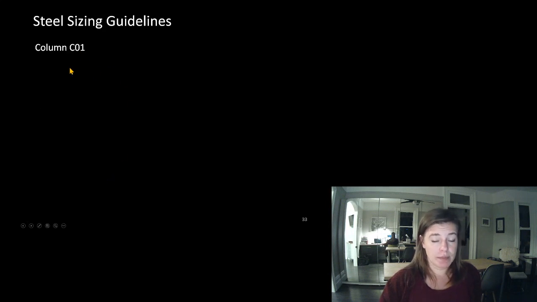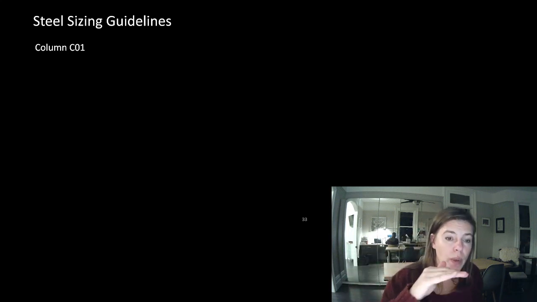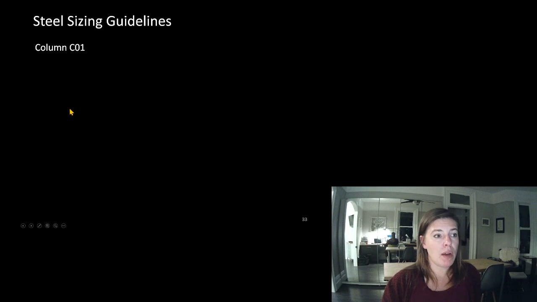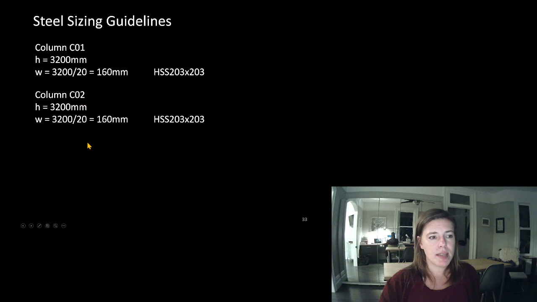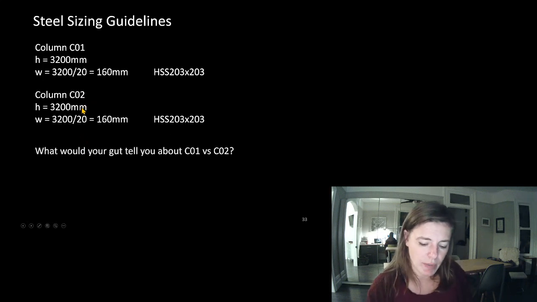Now there was one thing left we had to do. Column C1, its height is 3.2 meters. Remember they told us our datum, or that floor, is 3.2 meters above the one below. So that tells us we need it to be at least 160 millimeters in dimension for the least size. So we would want an HSS 203 by 203. Column CO2, same height, same thing. Well, and I'm gonna add in that.